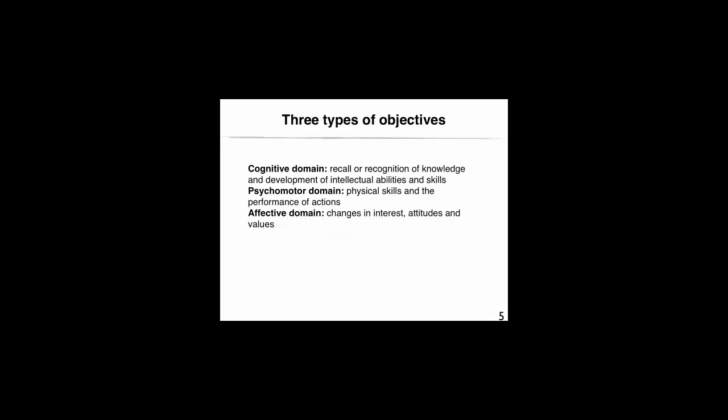There are 3 types of objectives: the cognitive domain, the psychomotor domain, and the affective domain. In the cognitive domain, the learner recalls or recognizes the knowledge and develops intellectual abilities and skills. In the psychomotor domain, the learner develops physical skills and is able to perform some actions. In the affective domain, the learner changes his interests, attitudes, and values.